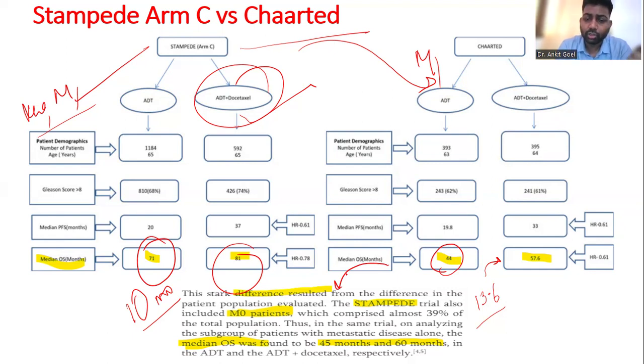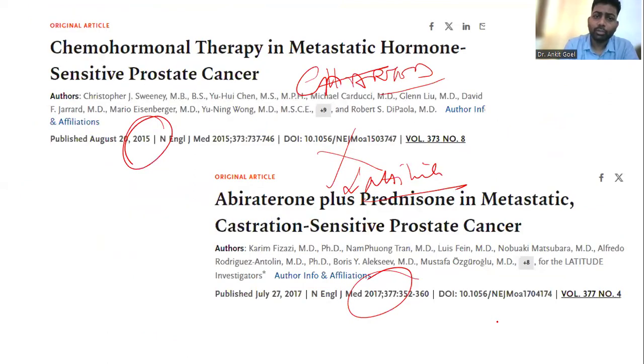So this is something you should remember very clearly when you counsel a patient for docetaxel chemotherapy with ADT for metastatic CA prostate. The overall survival improvement that you need to explain is around 13 to 14 months, and this is exactly what the STAMPEDE arm C subgroup analysis says, and even what the CHAARTED trial says. So both are standard trials, and both are saying this is the overall improvement in survival.